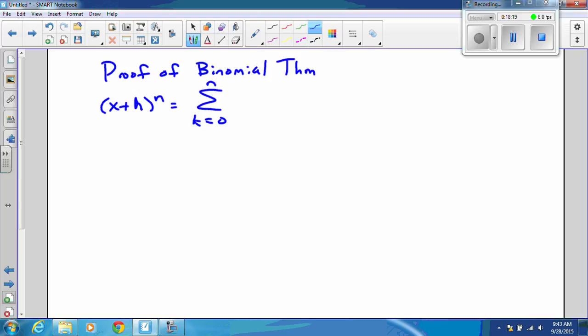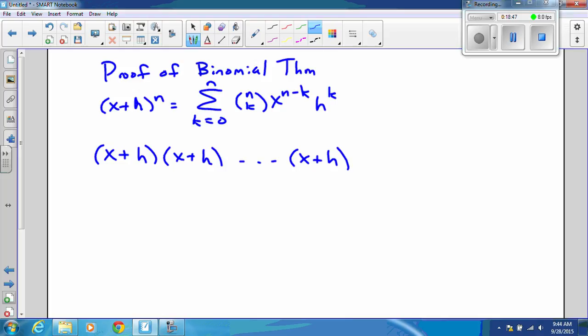And I'm just going to write this in compact form because we're going to see this notation a whole lot with regard to polynomials come February. Here's why this is true. Let's take and expand this according to what it means. x plus h to the n means multiplying x plus h times itself n times.